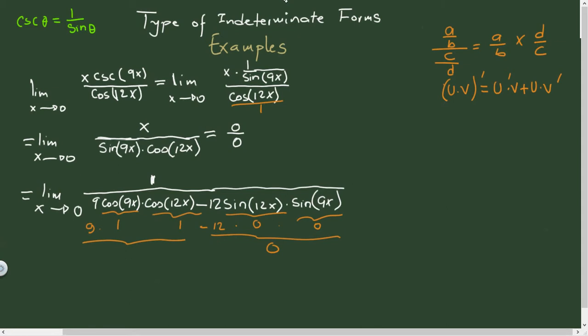Okay, the limit when x goes to 0 of x cosecant of 9x over the cosine of 12x equals 1/9. Alright, okay, and that's our final result.